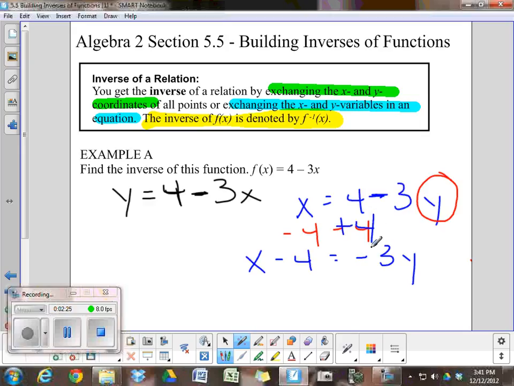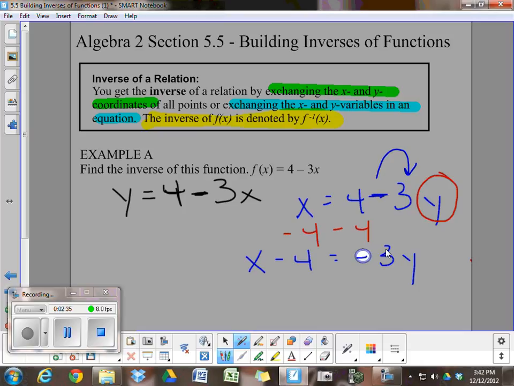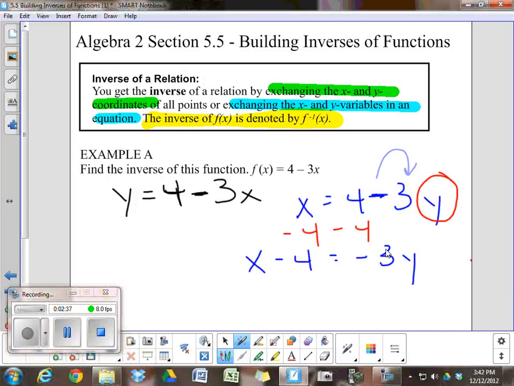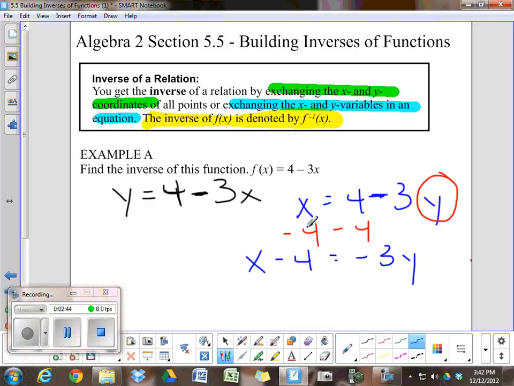Many students will see this subtraction sign here, and they'll think, oh, we have minus 4, so I'm going to add 4. That is incorrect. Please don't do that. That negative sign belongs to the 3y, and you can notice that it still exists here in my equation. So the 4 is positive, so we subtracted it from both sides. Next, we're going to divide both sides by negative 3.